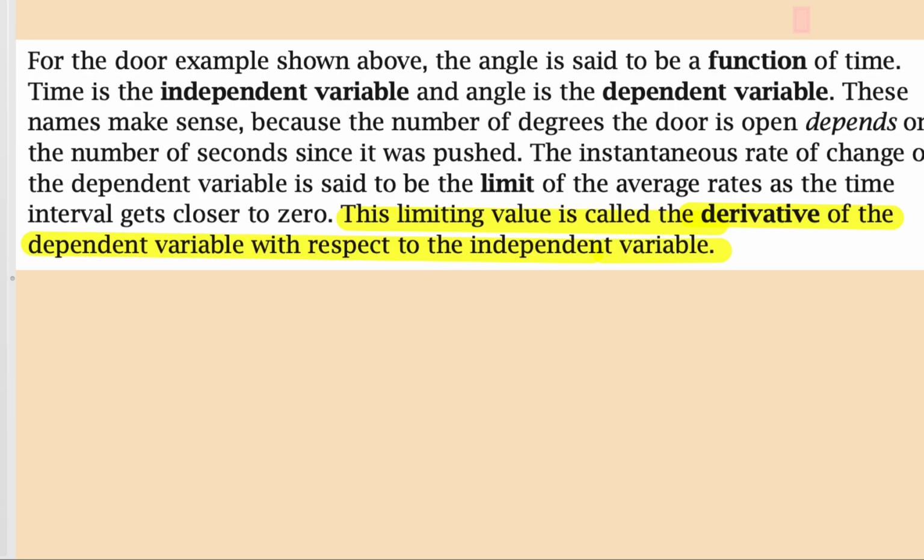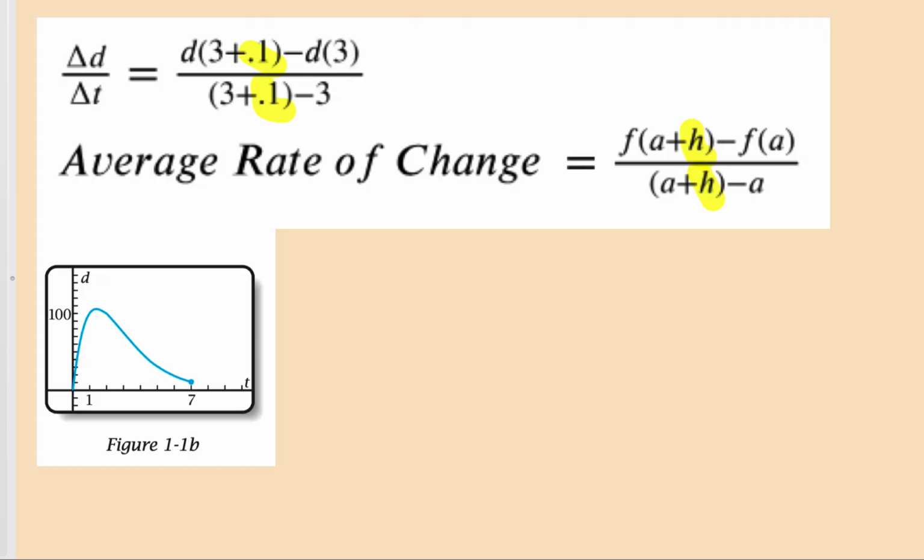So this door example is talking about an independent variable, which is time, and a dependent variable, which is an angle. I'm going to go to the last line. This average rate of change that looks like it's getting closer to one particular number, this limiting value, is called the derivative of the dependent variable with respect to the independent variable.